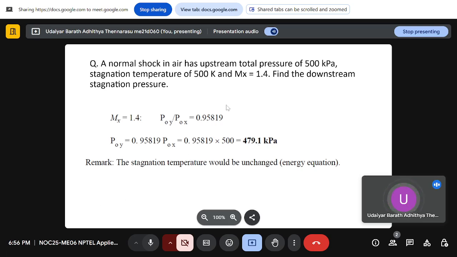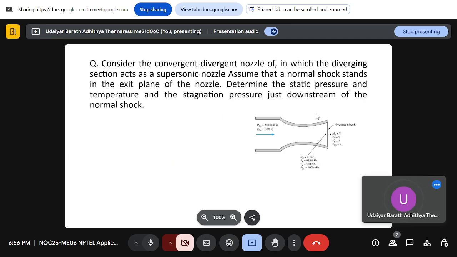So in this condition, your stagnation temperature will be unchanged, and you can find that also using the table. You will get the temperature ratio as well.